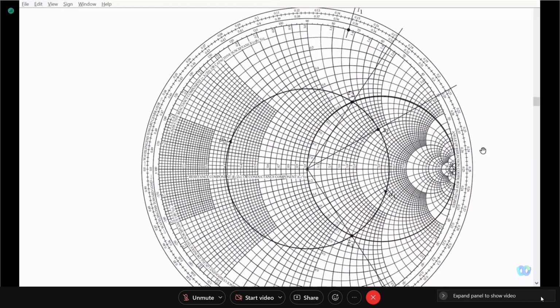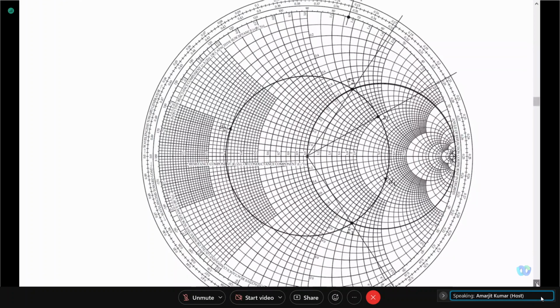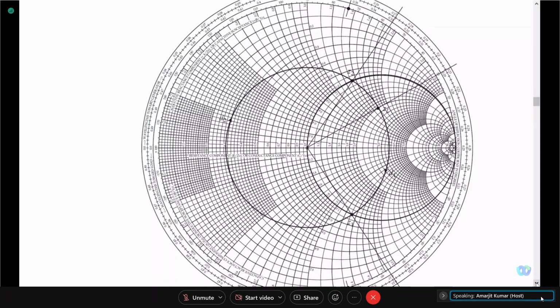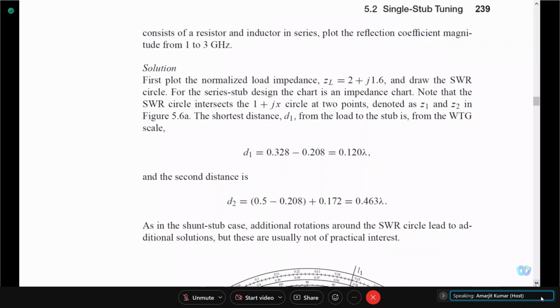So can we calculate the distance D1 for the first solution? D1 we can easily calculate here. It is 0.209 and here it is 0.329. So the answer for the D1 will be 0.329 minus 0.209, which is equal to 0.120 lambda.